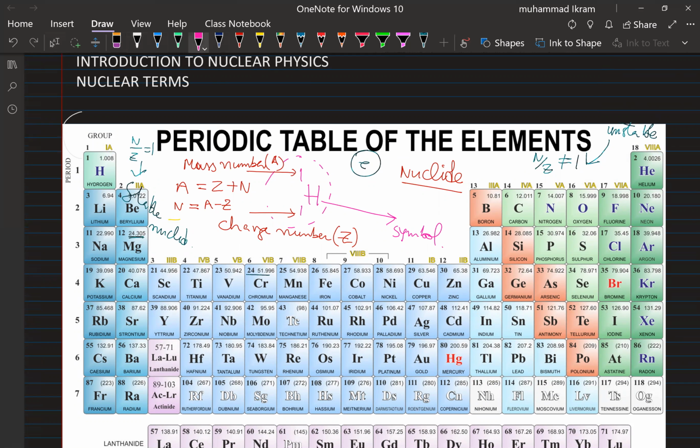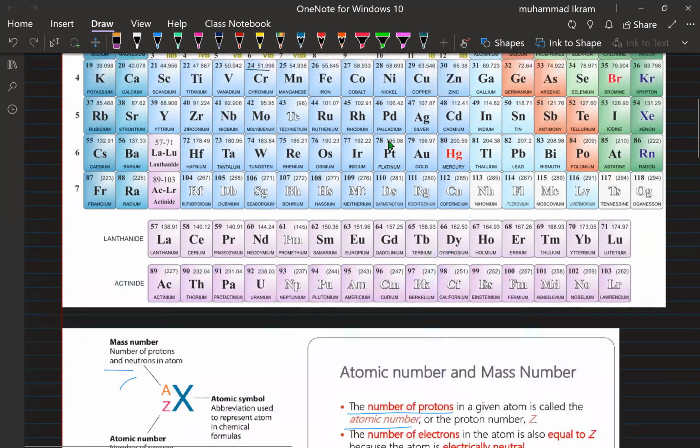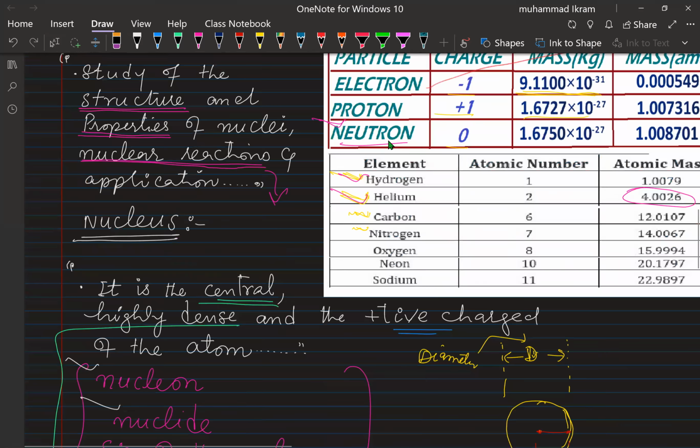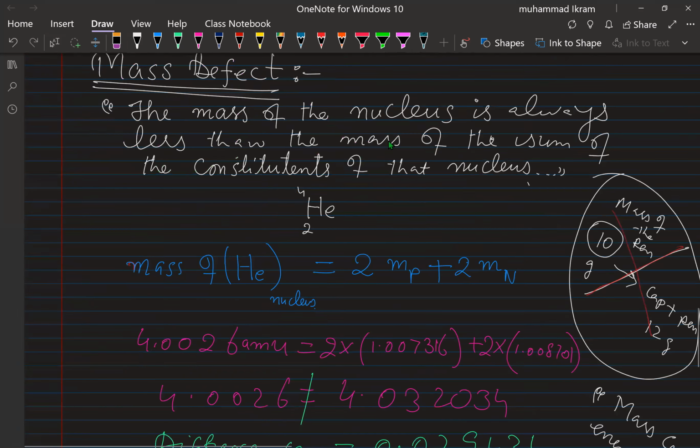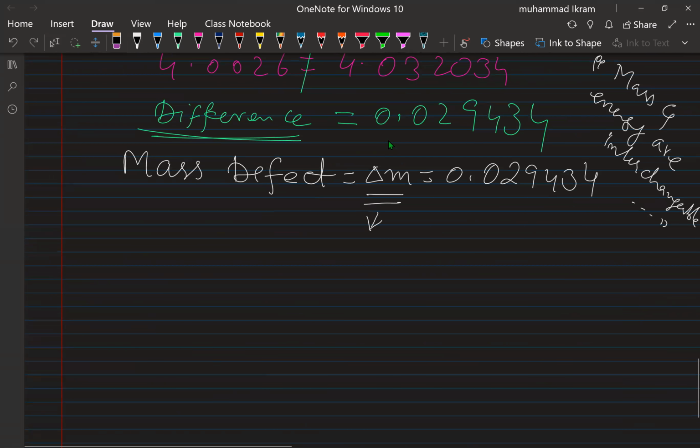The mass defect of hydrogen is 0. Hydrogen is the only element which has 0 mass defect. Why? Because it has no neutron in it. Okay, so now let us see how we can find this mass defect.